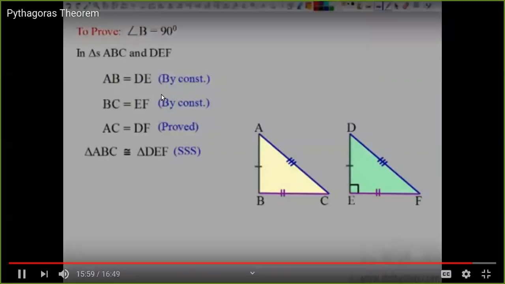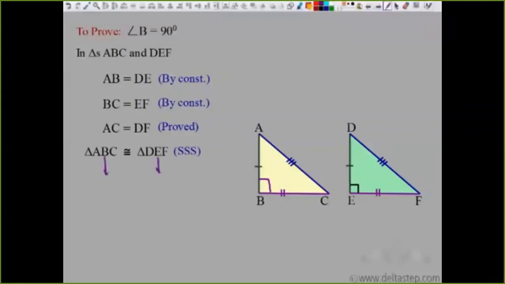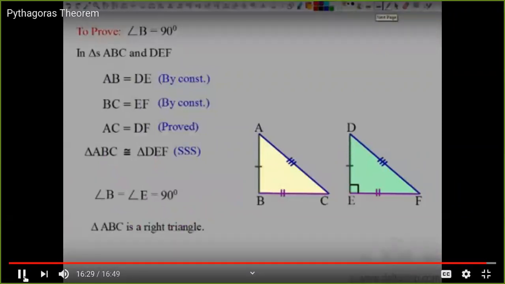That means angle E would be equal to angle B. Angle B should be equal to angle E. So angle B is equal to angle E by CPCT. Now angle E is already 90 degrees, so I can say that angle B would also be 90 degrees. So angle B is equal to angle E, which is 90 degrees. This is what I wanted to prove, that angle B is 90 degrees. Therefore, since angle B is 90 degrees, I can say that ABC is a right angle triangle.